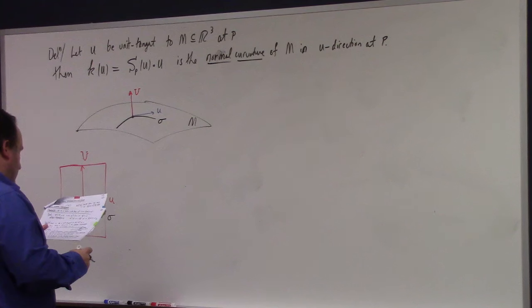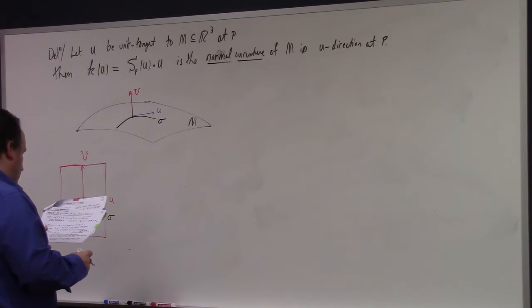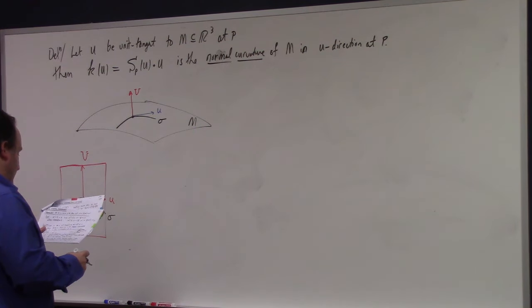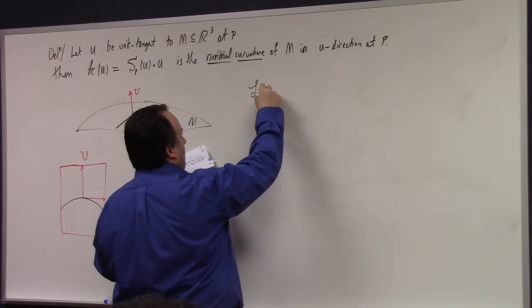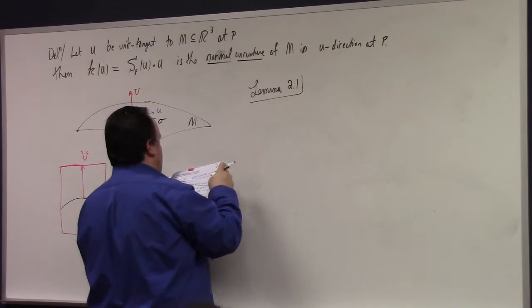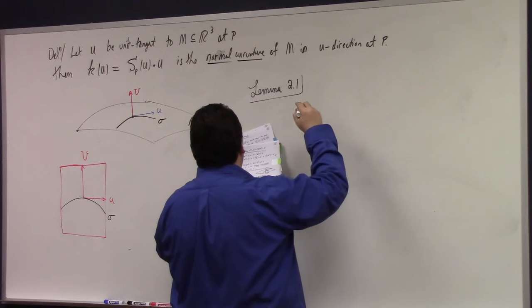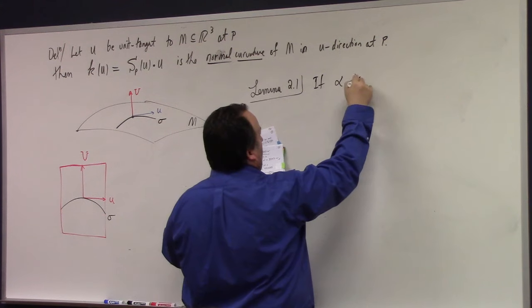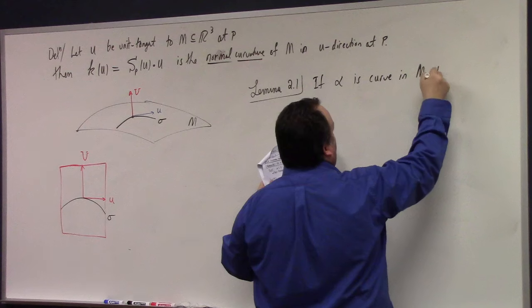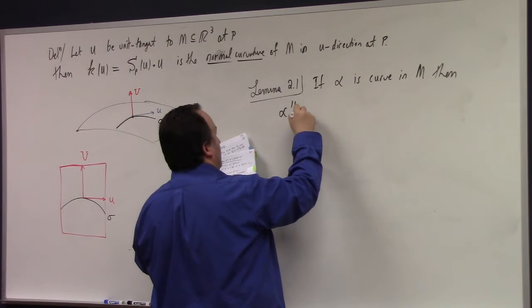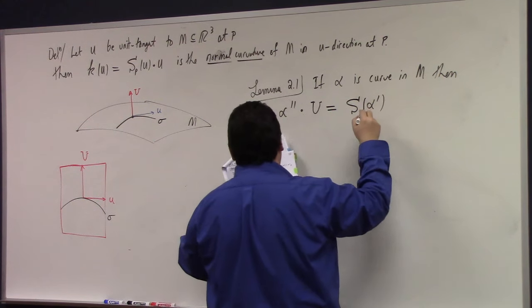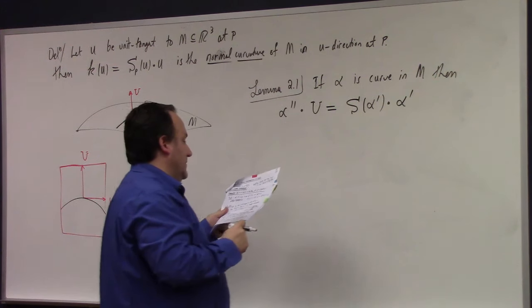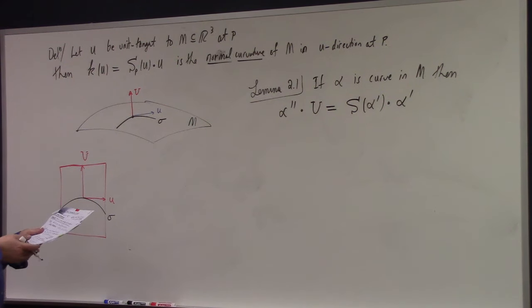Again, I must resist the temptation to get too far into this. Let me just state a lemma, which we'll probably need shortly. Lemma 2.1. This is on page 6 of my lecture 15, if you're keeping score. If alpha is a curve in M, then alpha prime prime dot the unit normal is equal to the shape operator acting on the velocity dot the velocity, alpha prime. That's pretty cool. It means that there's a connection between second derivatives and the shape operator.